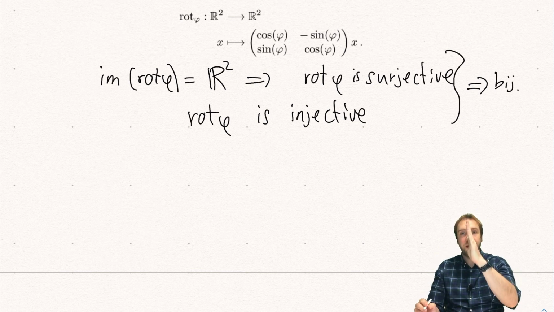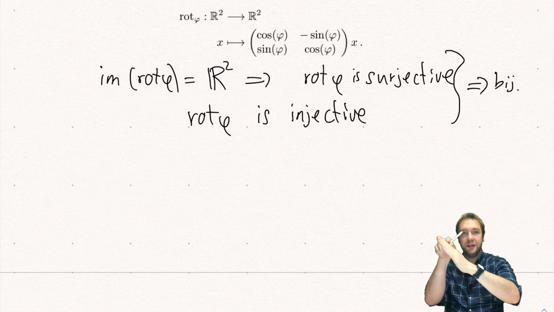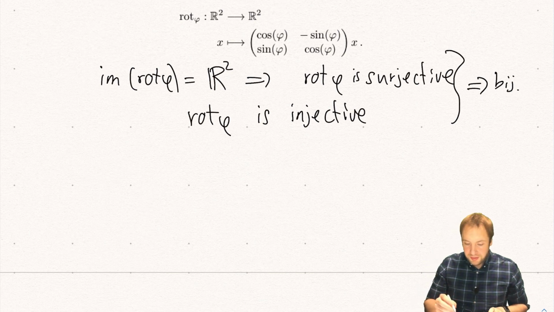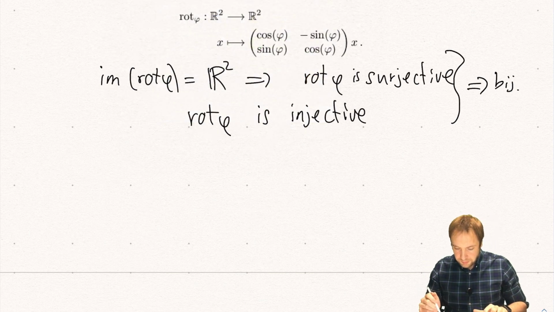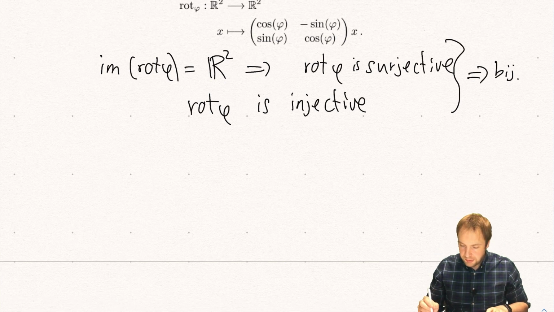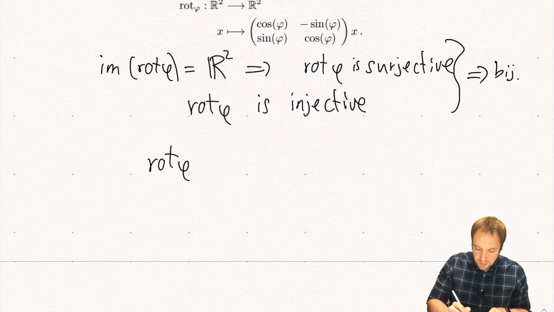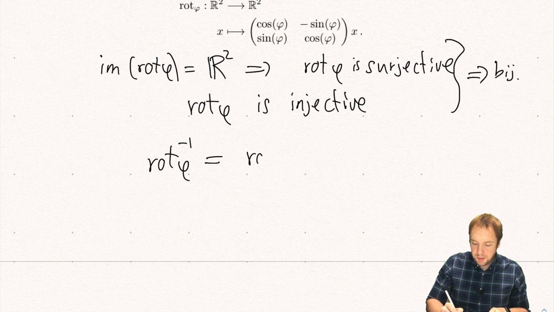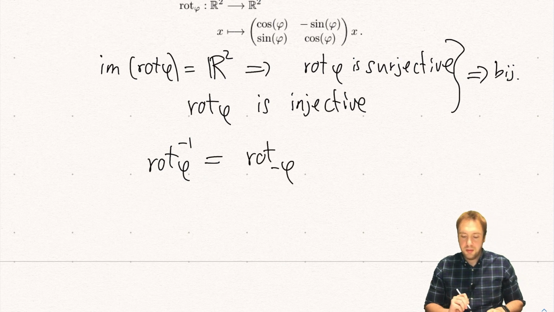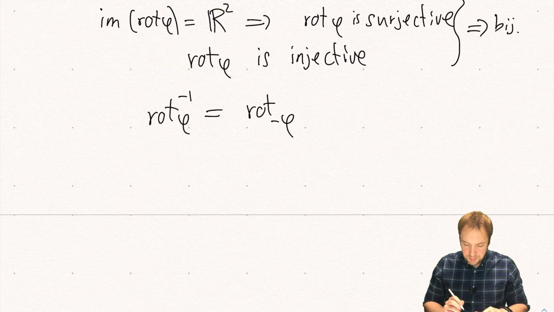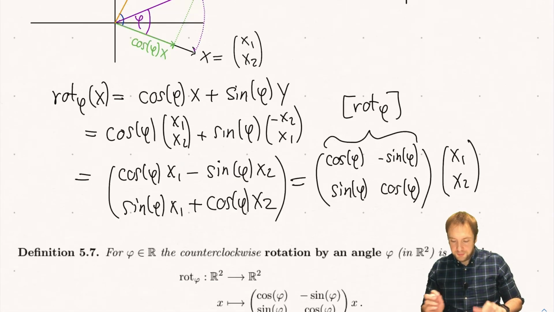Well, and what is the inverse of a rotation by an angle phi? Well, it's a rotation by an angle minus phi. Or I could also say it's a rotation by 2 pi minus phi. So we have an inverse. So the inverse of this map is given by rotation by minus phi. Okay. And this is all for today.